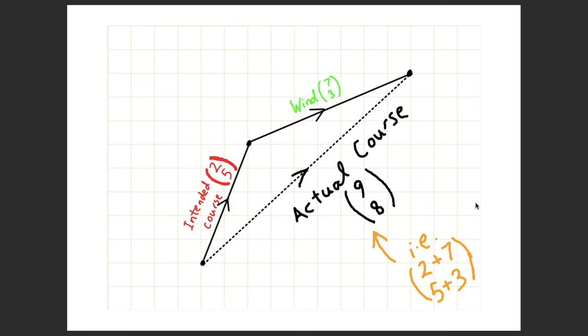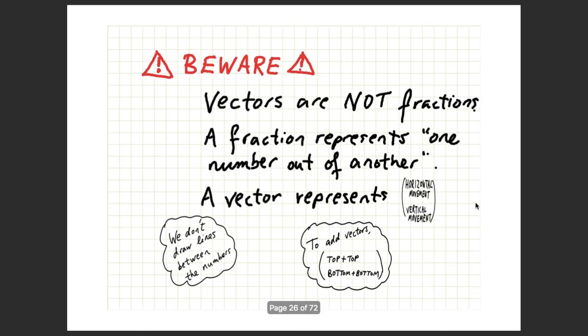These look like fractions in the sense that you've got a number on top of another number, but they're not fractions. And they don't work the same way as fractions. So beware of that. Vectors are not fractions. A fraction represents one number out of another. A vector represents the horizontal movement and the vertical movement as separate components. You don't draw lines between the numbers on vectors like you do in fractions.